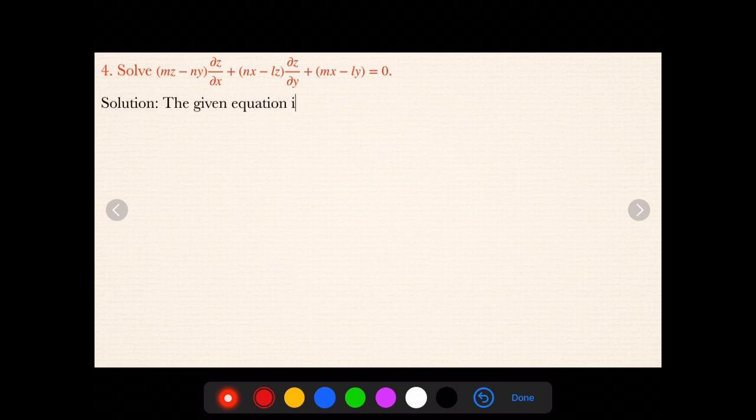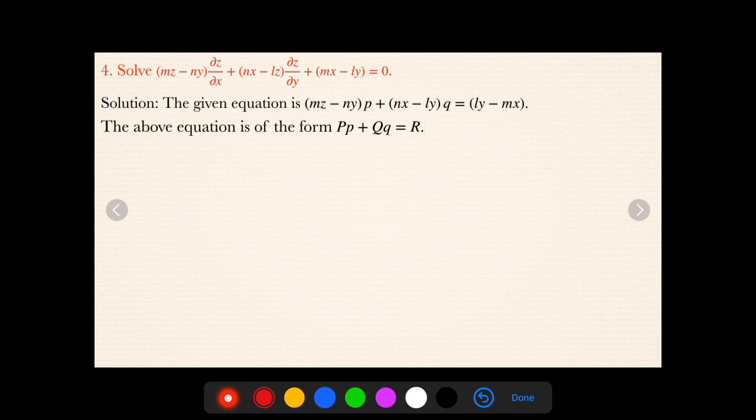So fourth question. The given equation is of the form (mz minus ny) dou z by dou x, plus (nx minus lz) dou z by dou y, equal to (ly minus mx). Here dou z by dou x is nothing but p, dou z by dou y is nothing but q. Convert into standard form and transfer the mx minus ly to the other side, the sign changes, and we get ly minus mx. So it is of the form Pp plus Qq is equal to R.